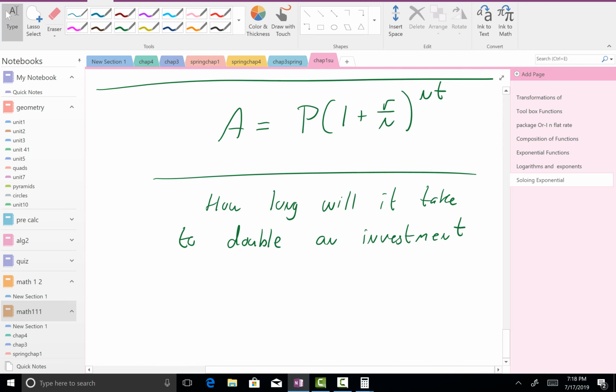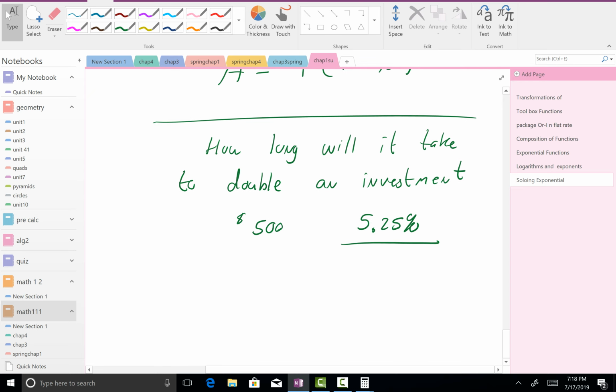Okay, so how long will it take to double an investment? Let's say we're going to invest $500 or something like that, and you find this great thing that's going to give you 5.25%. Nice. Okay, and we'll say that they're going to compound that.